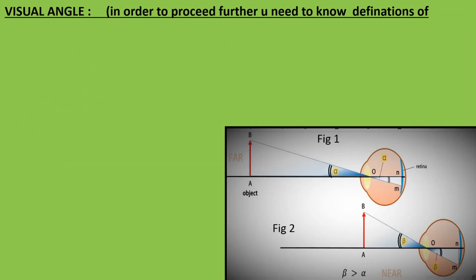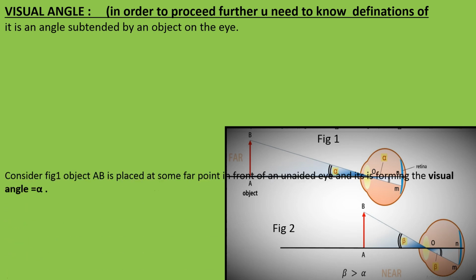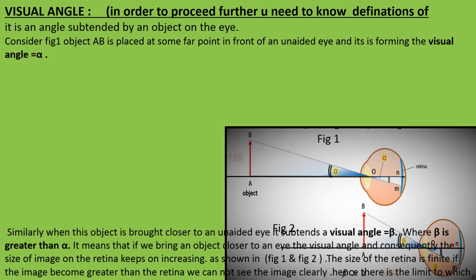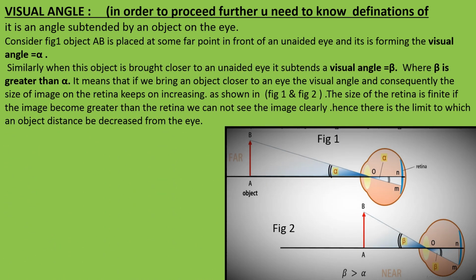In order to proceed further, you need to know the definitions of visual angle and near point. Visual angle is an angle subtended by an object on the eye. Consider figure number 1. An object AB is placed at some far point in front of an unaided eye and it is forming the visual angle equal to alpha. Similarly, when the object is brought closer to an unaided eye, it subtends a visual angle equal to beta, where beta is greater than alpha.